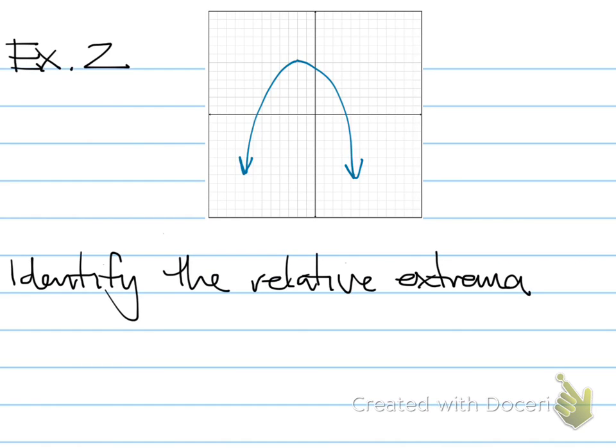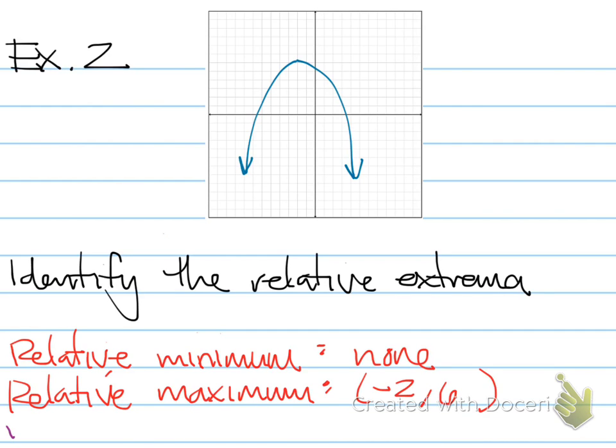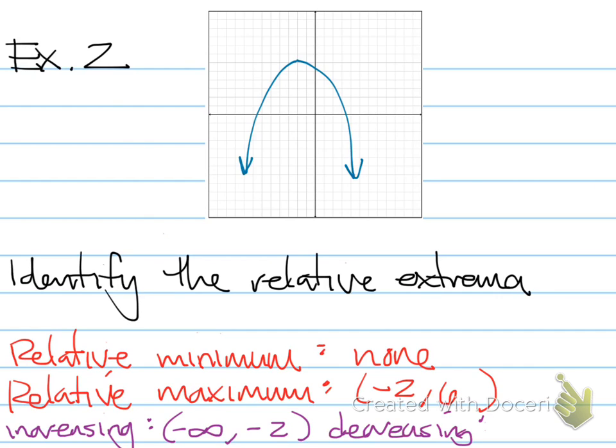In example 2, there is no relative minimum value, since on both sides the graph goes to negative infinity. So there's no relative minimum. And the relative maximum exists at the vertex, which is at -2, 6. Again, the function is increasing from negative infinity to -2, and it's decreasing from -2 to positive infinity.